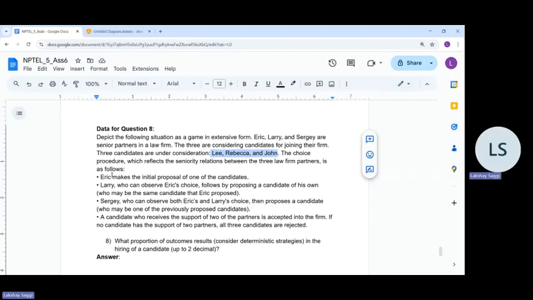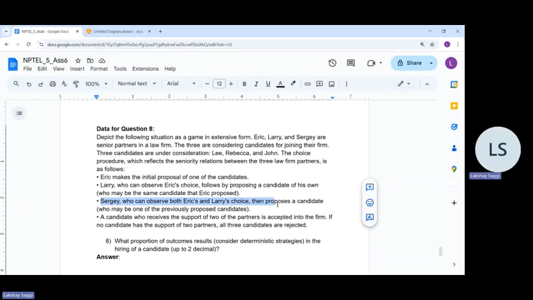Rather, it's more of a combinatorics problem, because what you can essentially assume is that Eric, Larry, and Sergey are making choices on their own. Eric makes the initial proposal. Larry, who can observe Eric's choice, follows by proposing a candidate of his own. But it does not mean that Larry gets a payoff if his candidate gets elected or not. So the problem is essentially saying that Larry just presents the candidate whom he likes the most. Eric proposes the candidate whom he likes the most, and similarly Sergey proposes the candidate whom he likes the most. So essentially the three of them are proposing the candidates they like the most, and we ask what proportion of outcomes results in the hiring of a candidate.